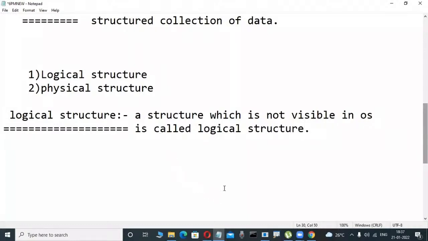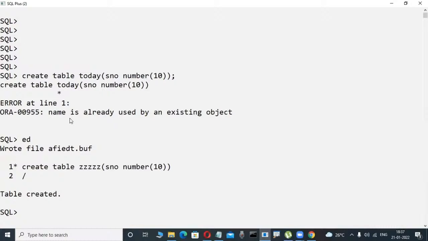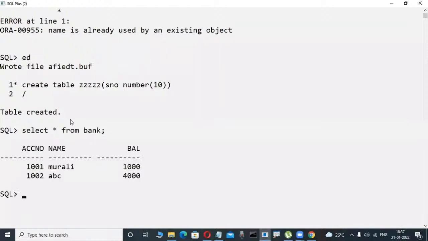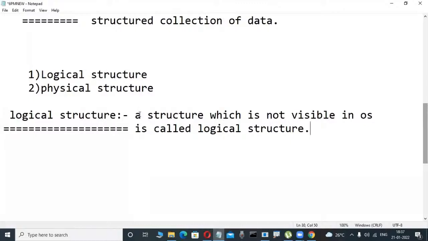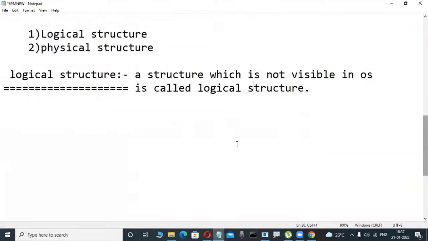That's why you are creating a table, but we are unable to view it in C drive, D drive like that. Where is it visible? In a database. This is a database only, don't worry. In this database only, it is visible. Those tables are visible in a database, not visible in C drive or D drive. That's why a structure which is not visible in the operating system is called a logical structure.